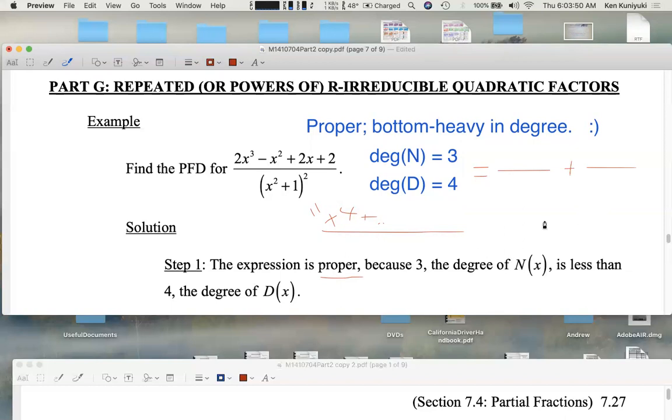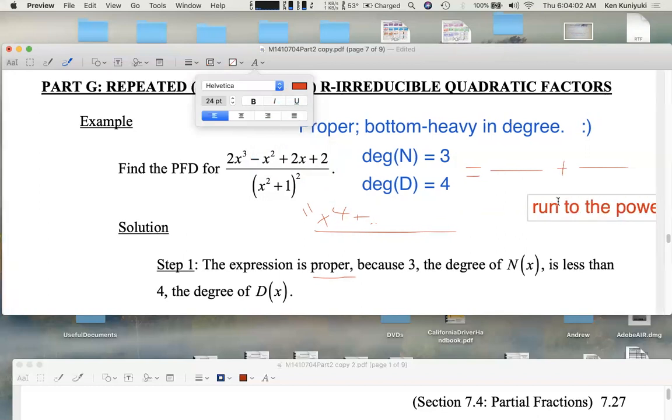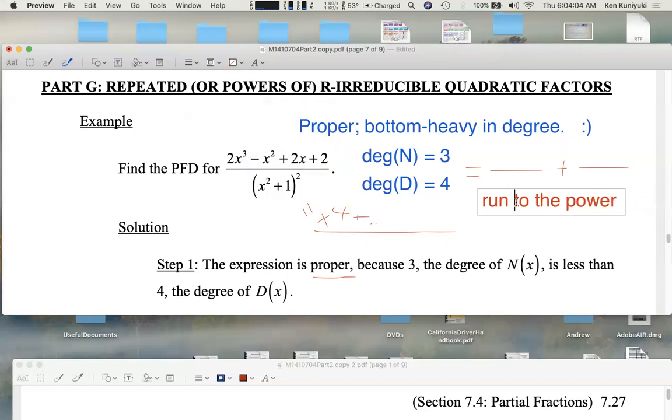Two hints. Hint number 1, you want to run up to the power in these denominators. And that's a square over here. So we have 2 fractions. On the top, because we're dealing with powers of a prime quadratic over the reals, up here in the tops, we are going to need linear forms. Think slope-intercept form. Write out the PFD form.